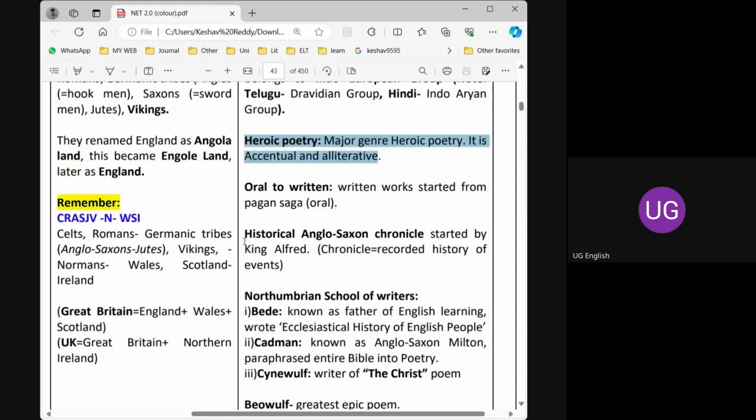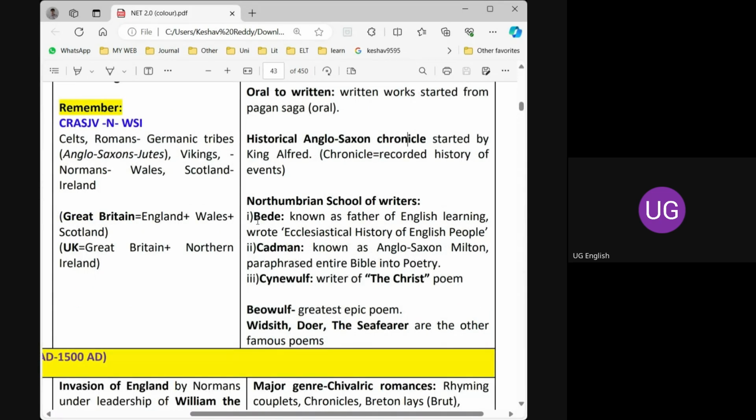And the historical Anglo-Saxon Chronicle was started by King Alfred. A very important question: a chronicle is nothing but a recorded history of events. So the English people started writing history, the Anglo-Saxon Chronicles, since 450. That was by King Alfred. Remember this historical Anglo-Saxon Chronicle. Very important. And there are three important writers of this age: Bede, Caedmon, and Cynewulf. So these should be remembered here.